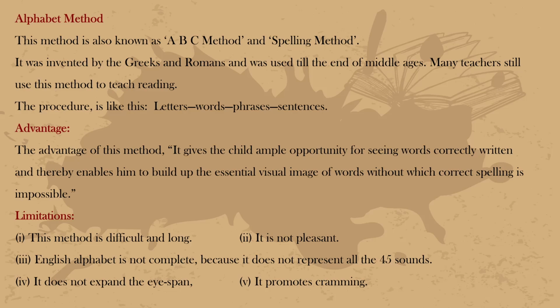It was invented by the Greeks and Romans and was used till the end of the Middle Ages. The procedure is like this: letters, words, phrases, and sentences. What is the advantage of using this alphabet method? It gives the child an ample opportunity for seeing words correctly written and thereby enables him to build up the essential visual image of words, without which correct spelling is impossible.